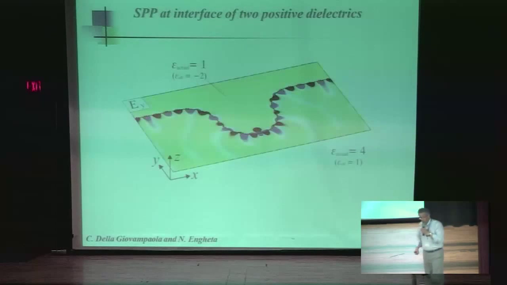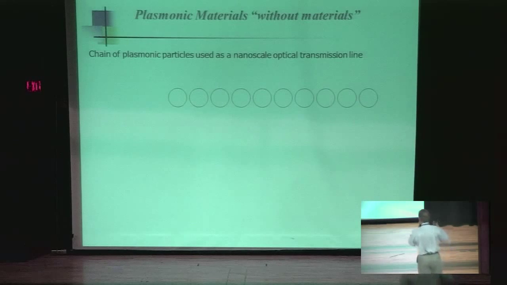Now, I want to show, for the rest of the few minutes that I have, two interesting concepts that can benefit from this. Several years ago, Harry Atwater and Stefan Maier did pioneering work showing that if you have plasmonic particles next to each other as an array, you have a beautiful type of waveguiding going from particle to particle.